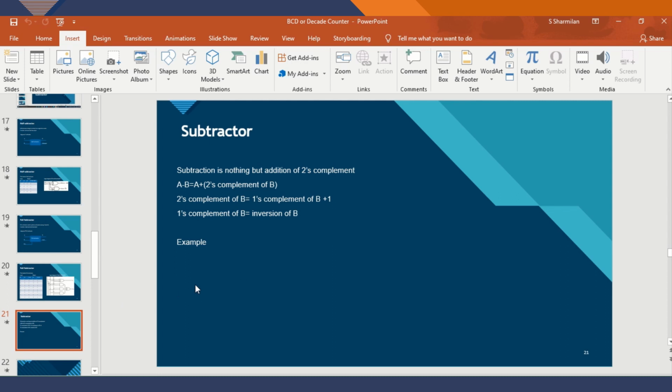Now I am going to talk about the subtractor. This subtractor is a 4-bit subtraction. First, we want subtraction. Subtraction is nothing but addition of two's complement. If I want A minus B, we can get the difference A minus B equal A plus 2's complement of B. Here 2's complement of B equal 1's complement of B plus 1. Here 1's complement of B is also the inverse of B.